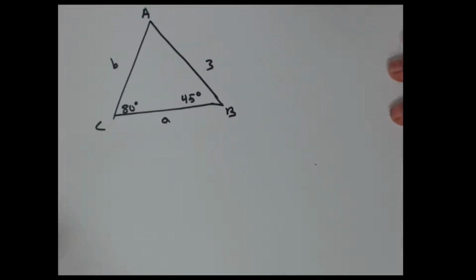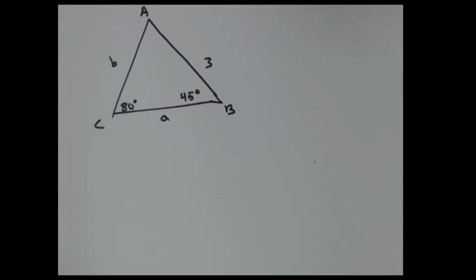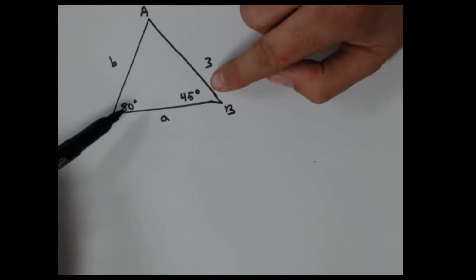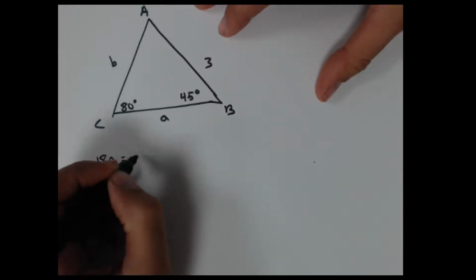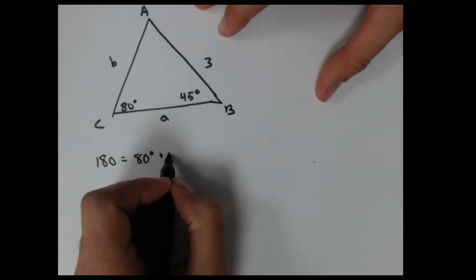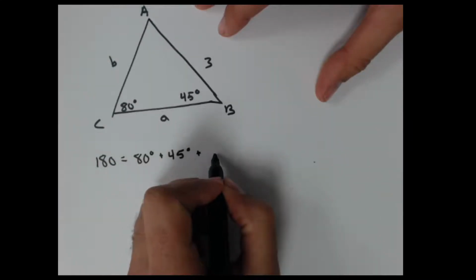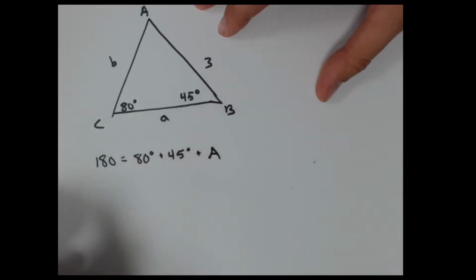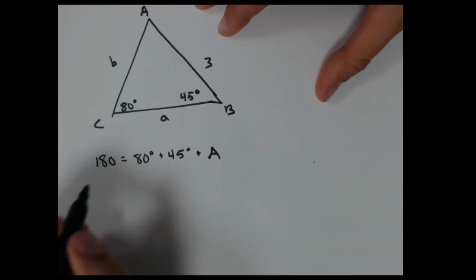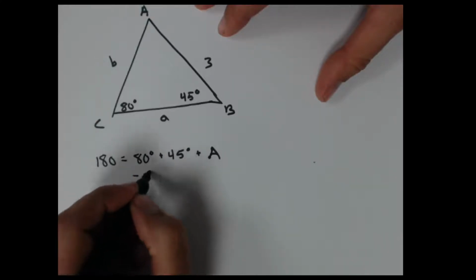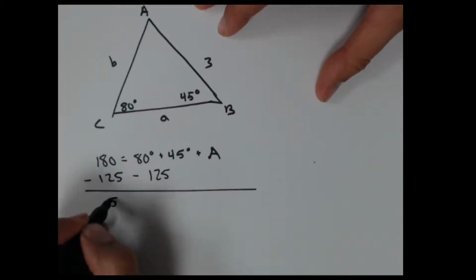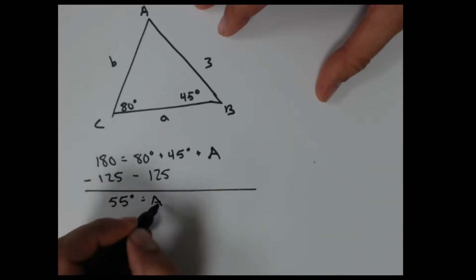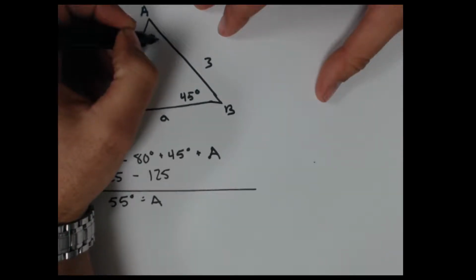So I have this new fancy little triangle, and I need to solve for all the missing pieces. First thing you should notice, I have two of my angles. So to find that third one is pretty easy. All the angles must add up to 180. So I know 80 degrees plus 45 degrees plus angle A must add up to 180. So I subtract all of those things. That's 125. So 55 degrees equals angle A. I'm going to write that in there.